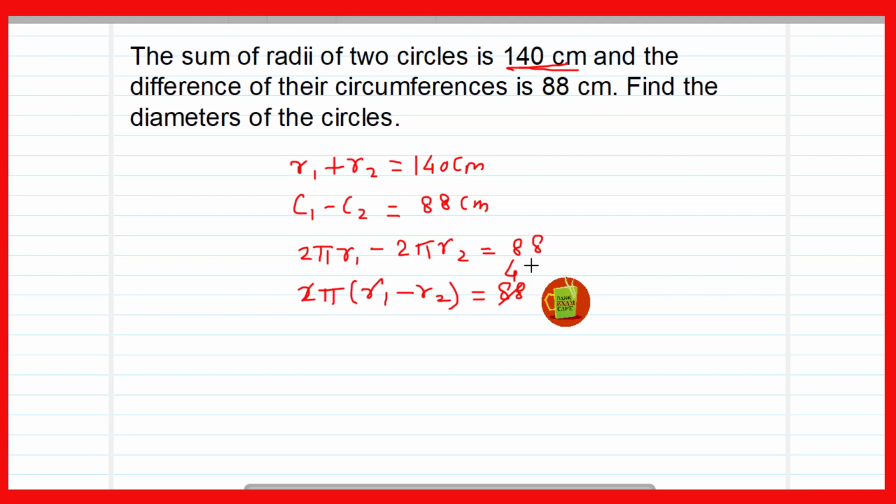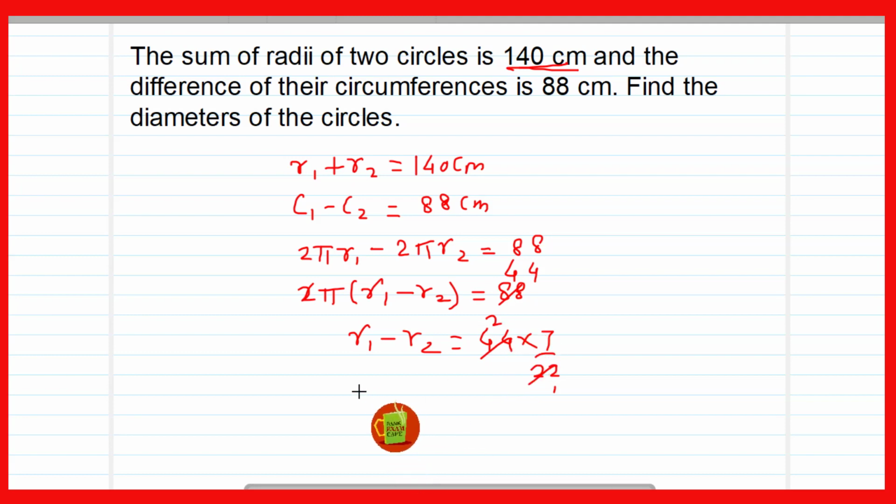So 2 4s are 8, and then take pi to the other side. So it will be R1 minus R2, that is equal to 44 into 7 upon 22. Because this is 22 by 7, if you take it to the other side, it will be 7 by 22. So 22 ones are 22, 22 twos are 44. So it will be R1 minus R2, that is equal to 7 twos are 14.